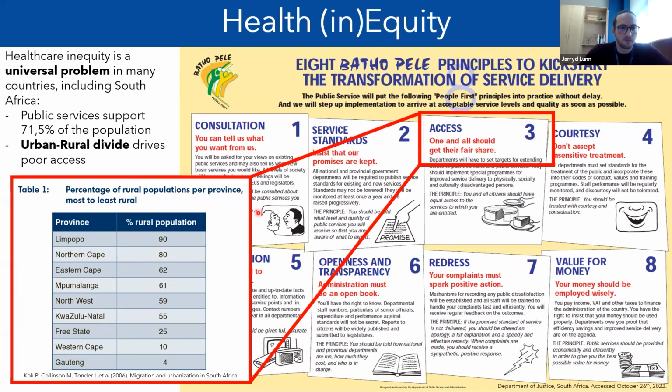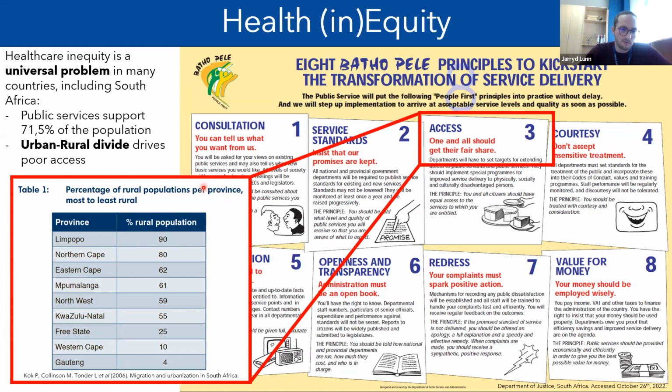But to sort of prelude to it, I'd just like to again talk about health equity and health inequities, which is a universal problem in most countries, including South Africa, where we have a public service that supports 71.5% of our population. And we have a massive urban-rural divide. And we have something in South Africa called the Batho Pele principles that are meant to change how we approach service delivery. And one of those is around access.